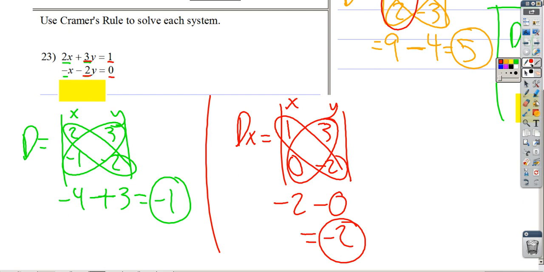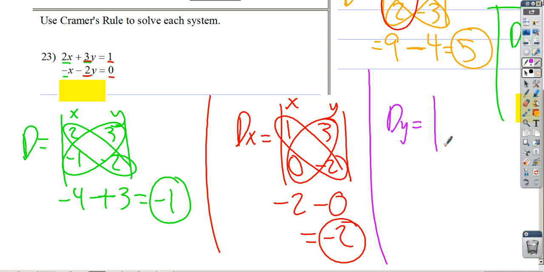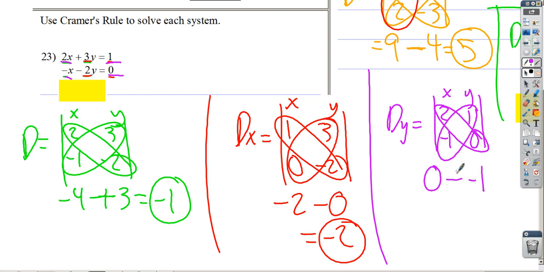And then finally, the last thing we need is our y determinant, which is going to be right here. And this time we'll replace, because we're finding the y determinant, we'll put those numbers in for the y column. The x's are still going to be 2 and negative 1. Okay, 2 times 0 is 0, minus 1 times negative 1 is negative 1. So minus negative 1 is like plus 1, and we get that.